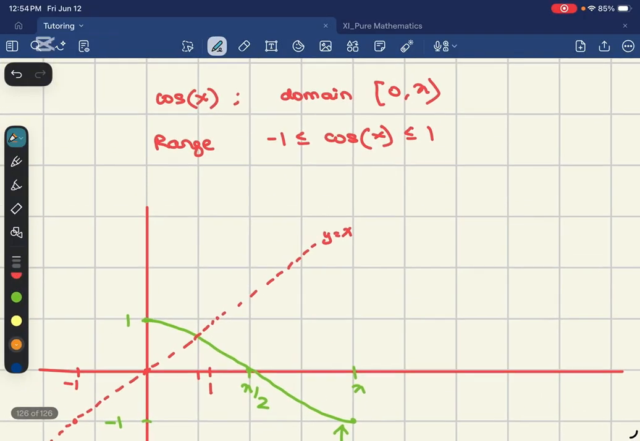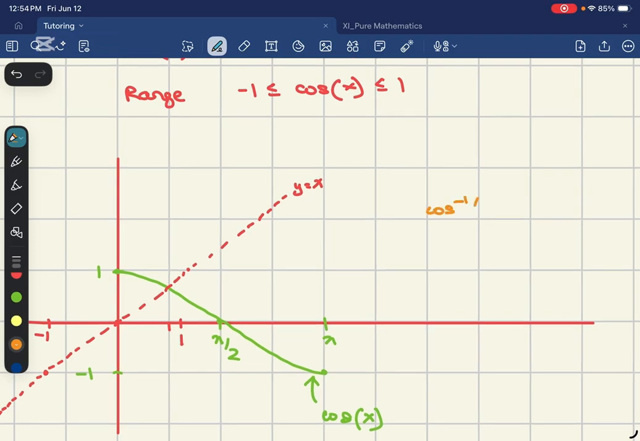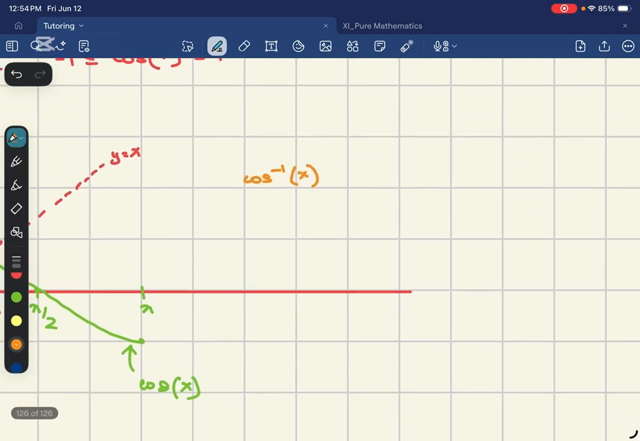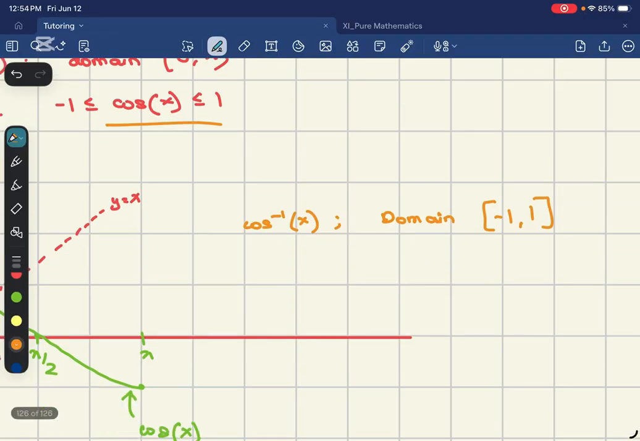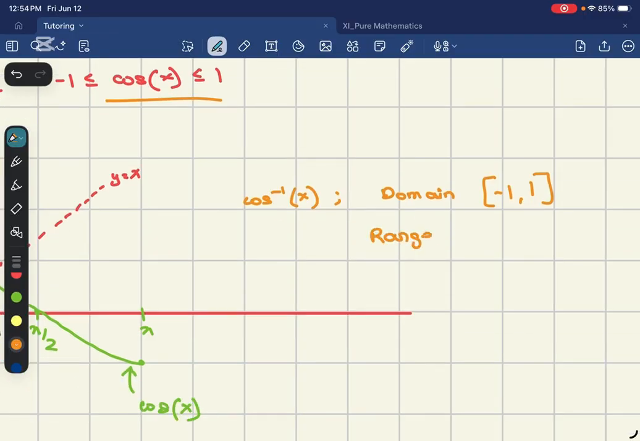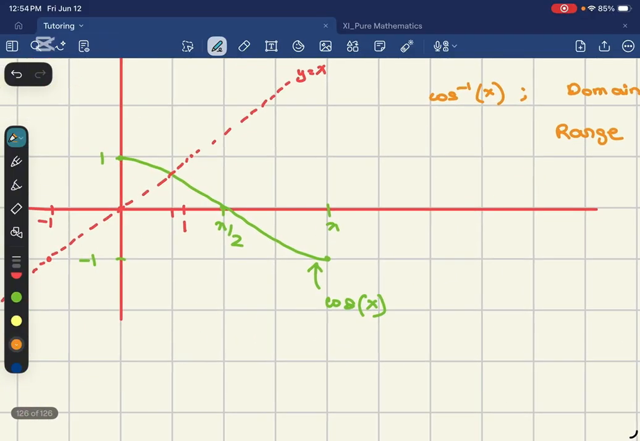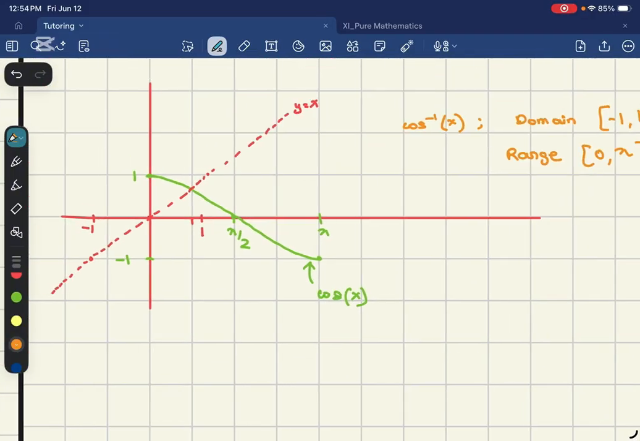So now you have to draw cosine inverse of x. So it's going to be a reflection over that line, right? Over y equals x. So cosine inverse of x is going to have the domain -1 to 1, which is the range here. And it's going to have the range 0 to pi, which is the domain. All right. So let's think about values.